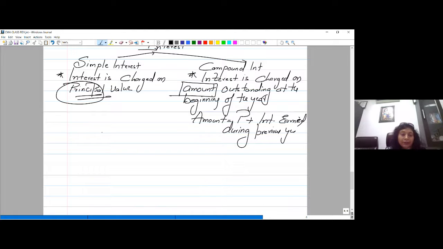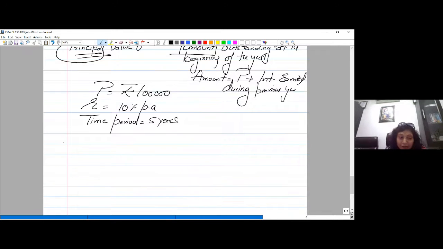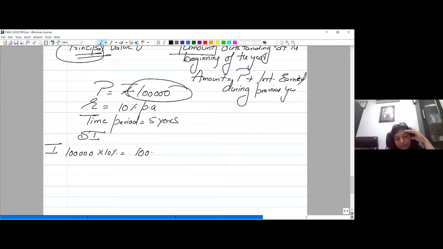Now suppose our principal is 1 lakh. Rate of interest is 10% per annum and time period is 5 years. Now let's explain the simple interest and compound interest. In case of simple interest, principal is 1 lakh. So first year you will get interest on principal, that is 1 lakh into 10%, that is equal to 10,000.